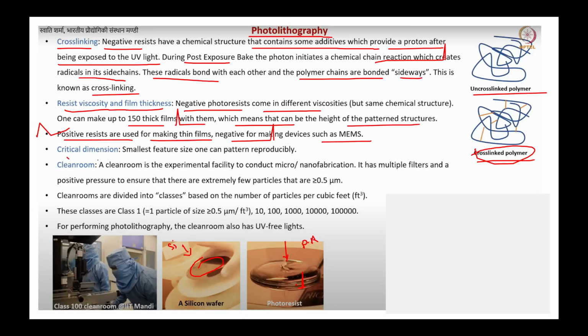So critical dimension is the smallest feature size one can pattern reproducibly. You can get a very small resolution, a very small feature size that one can pattern with reproducibility.